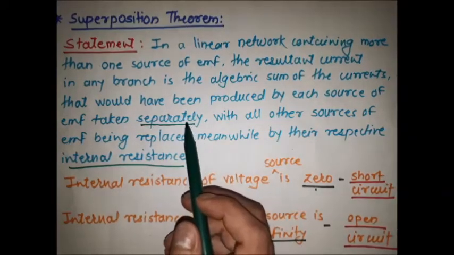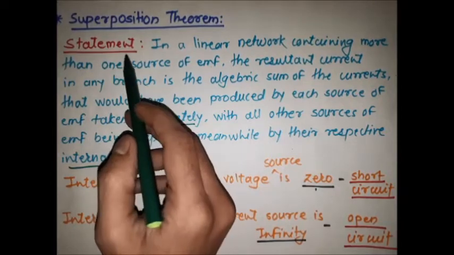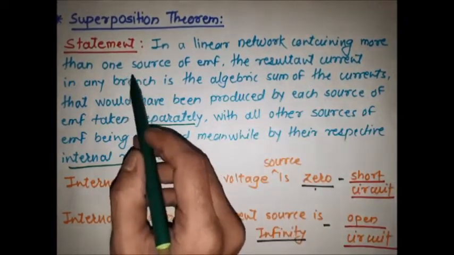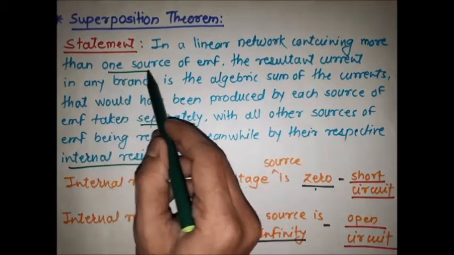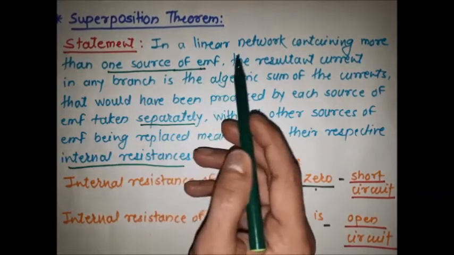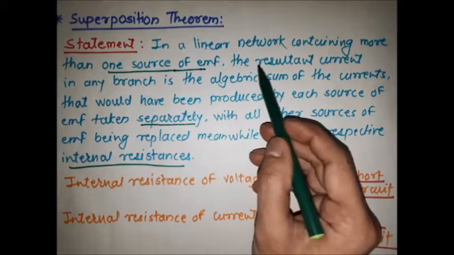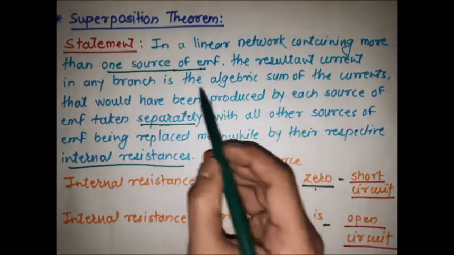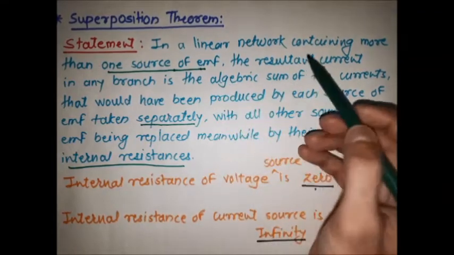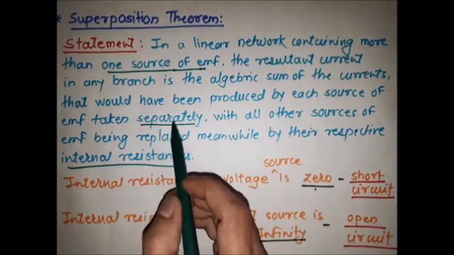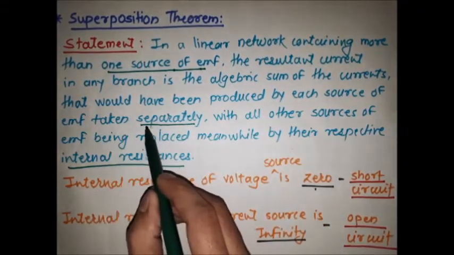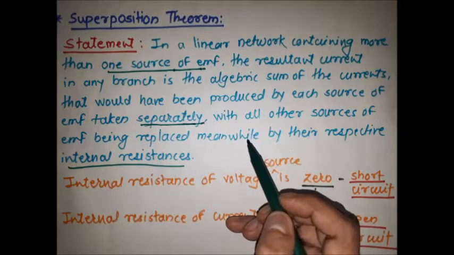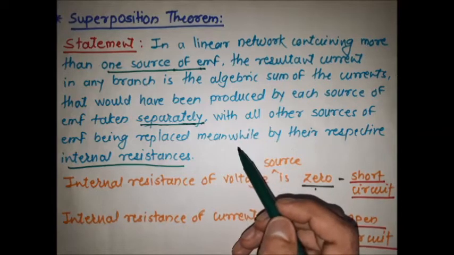Now we will see the superposition theorem. Before that, we are taking the statement: in a linear network containing more than one source of EMF, or a current source also, the resultant current in any branch is the algebraic sum of the currents. So by considering the EMF sources separately, we find the different currents flowing through the branch, and finally we add the currents.